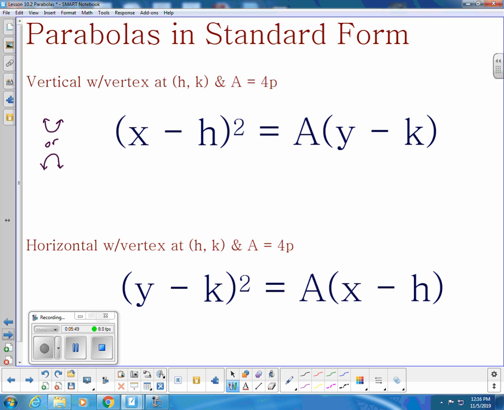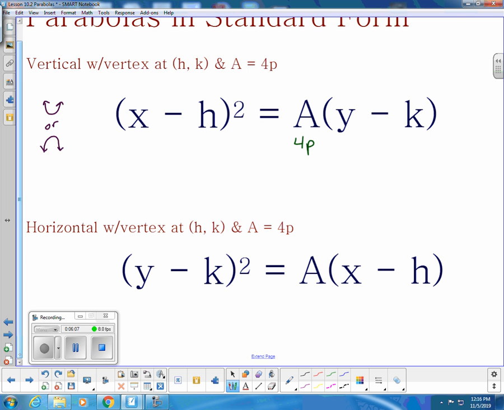This big a here is equal to 4 times that p-value. So that's very, very important to know. The big a is equal to 4 times the p-value. A horizontal parabola has a y squared, so it's either opening to the right or to the left. And again, this would be a positive and a negative a value.